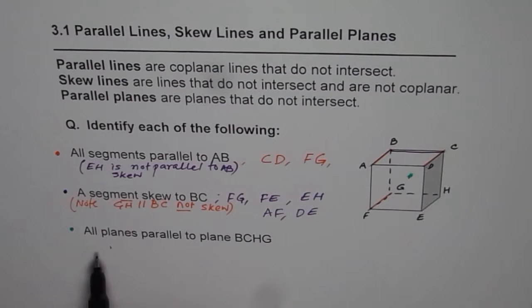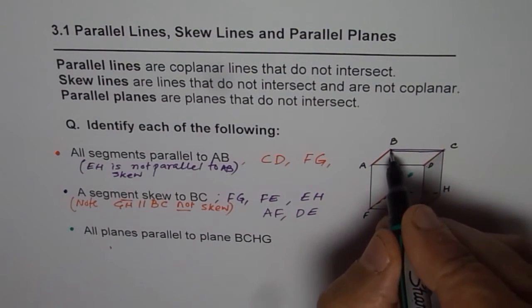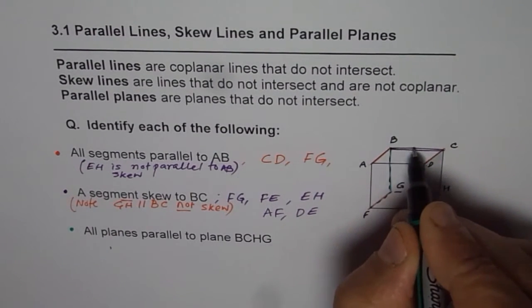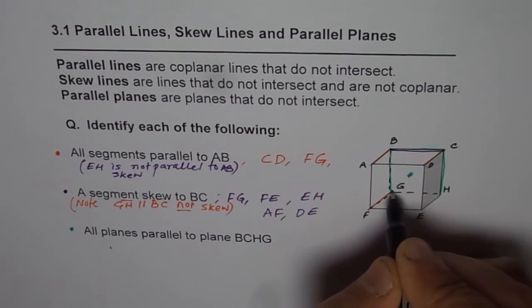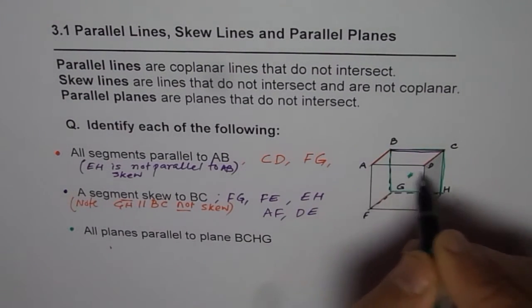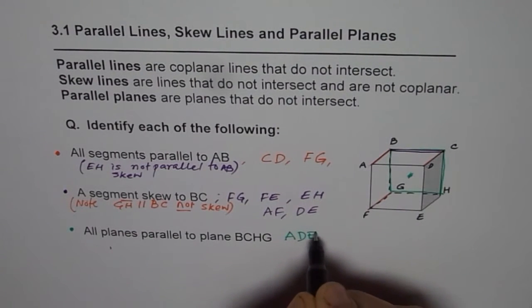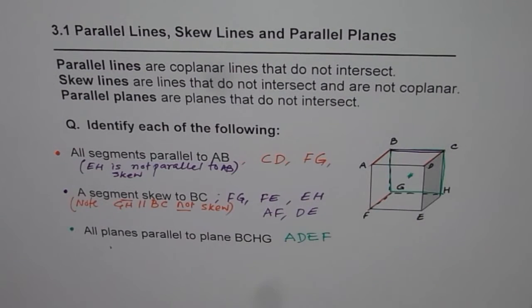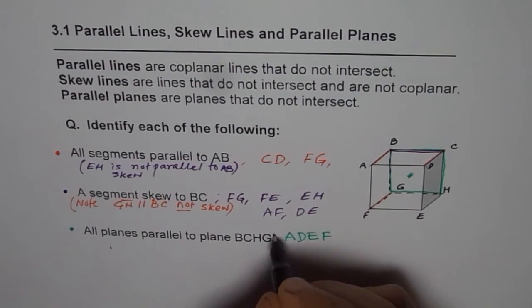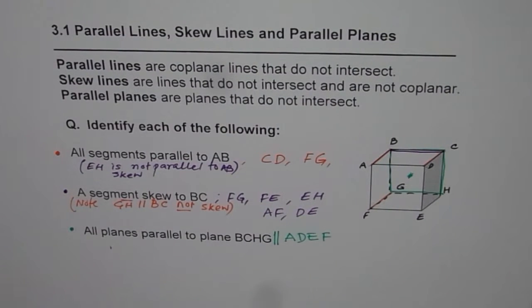Now the last question here is all planes parallel to the plane BCHG. BCHG is the plane which we are talking about, right there on the back side. So the plane which is parallel is ADEF. So ADEF is the plane which is parallel to BCHG. So these two are parallel planes. I hope with this you get a fairly good idea about parallel lines, skew lines, and parallel planes. Thank you.